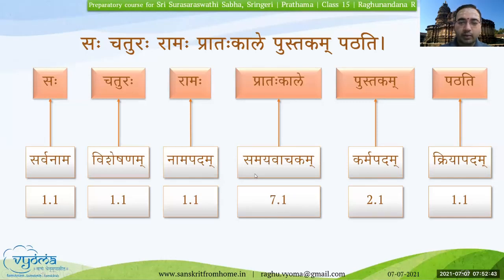So try to get accustomed with this notation of 1.1 etc., so that it is easy for you to note which word is in which vibhakti and which vachana. That is very much required when we want to understand the meaning of any sentence. Hope this is clear so far, whatever we have learned. I will wind up at this point, and whatever is remaining we shall take up in the next class.